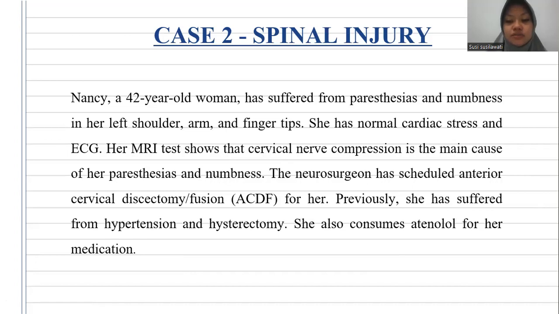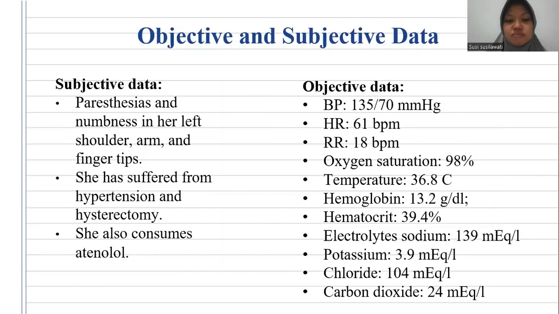Previously, she has suffered from hypertension and hysterectomy. She also consumed ethanol for her medication. Objective and subjective data. Subjective data: paresthesia and numbness in her left shoulder, arm, and fingertips. She has suffered from hypertension and hysterectomy. She also consumed ethanol.